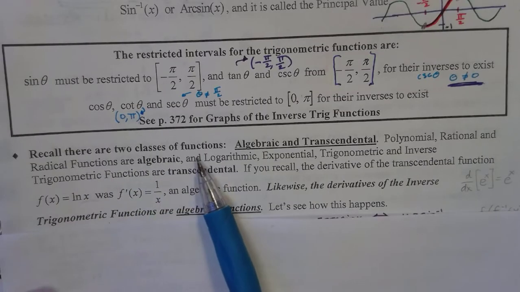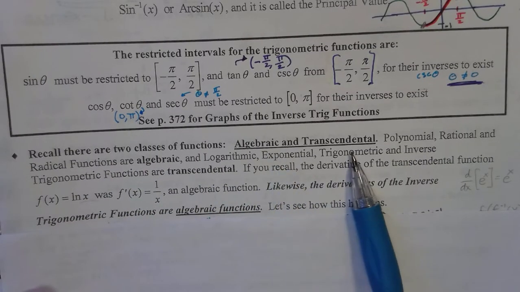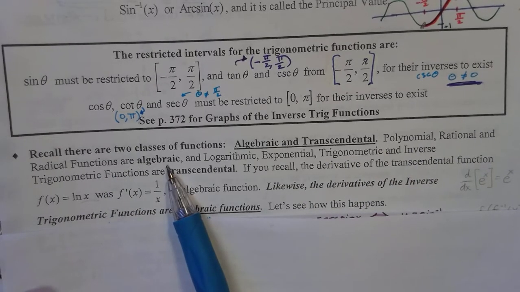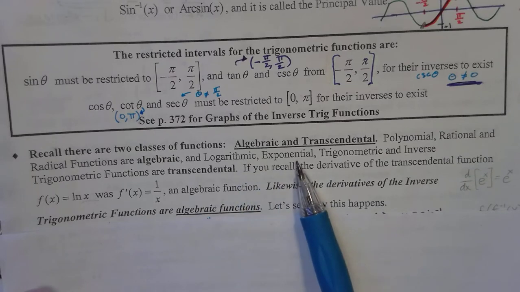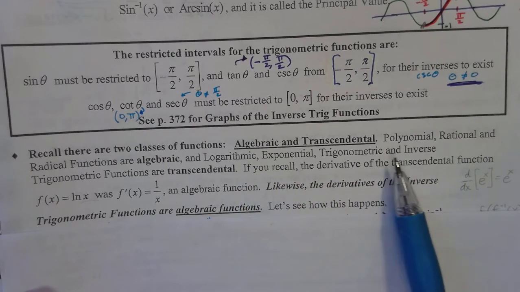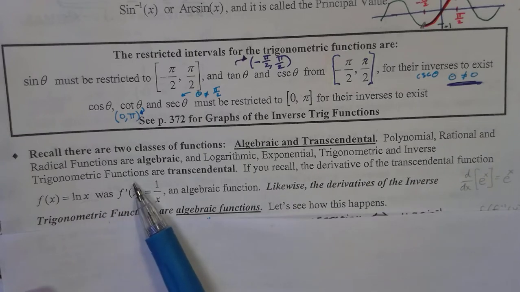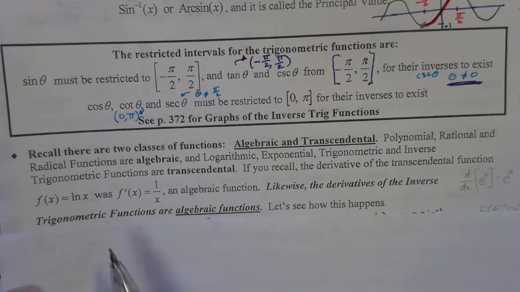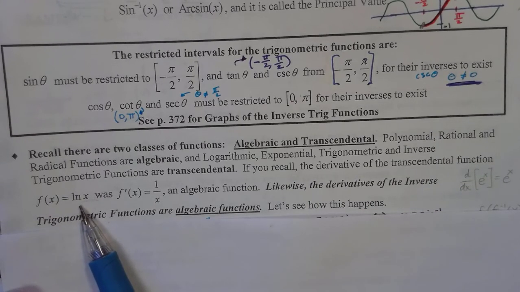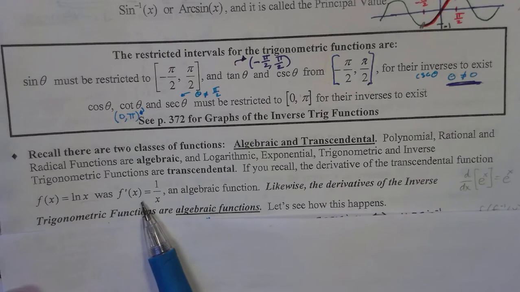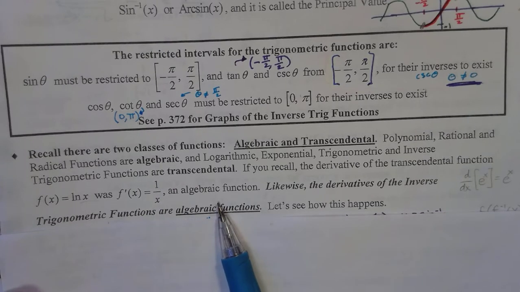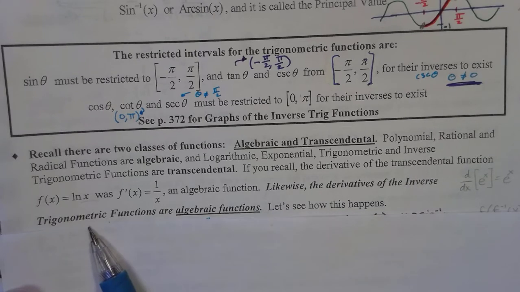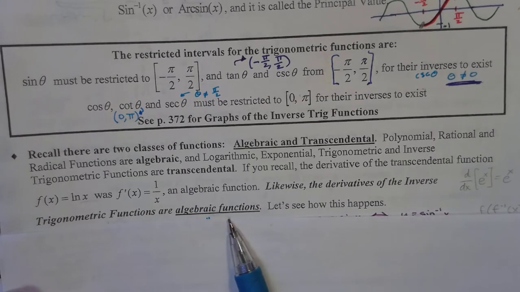Recall, there are two classes of functions, algebraic and transcendental. Now, polynomial, rational, and radical functions are algebraic. Your logarithmic, exponential, and trigonometric and inverse trigonometric functions are transcendental. If you recall, the derivative of the transcendental function f of x = ln(x) was f prime of x = 1/x, an algebraic function. Likewise, the derivatives of the inverse trigonometric functions are also algebraic.